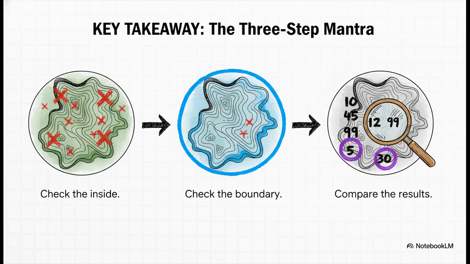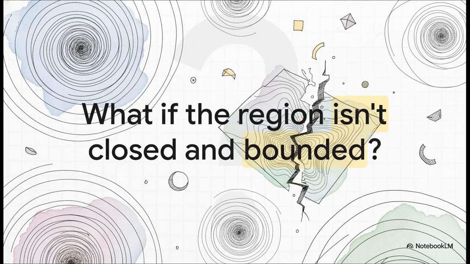So after all these examples, what is the one thing you absolutely need to remember? It all boils down to this three-part mantra. Check the inside for critical points, check the entire boundary, using substitution if you need to, and finally, just compare all the results to find your answer. That's it. This method is incredibly powerful, but don't forget, it all depends on that guarantee from the extreme value theorem, which leads to a really fascinating question.